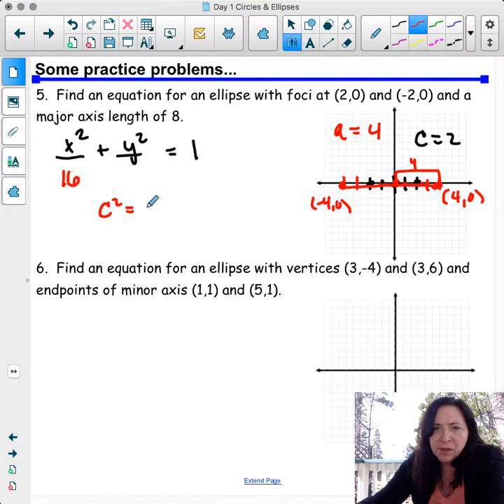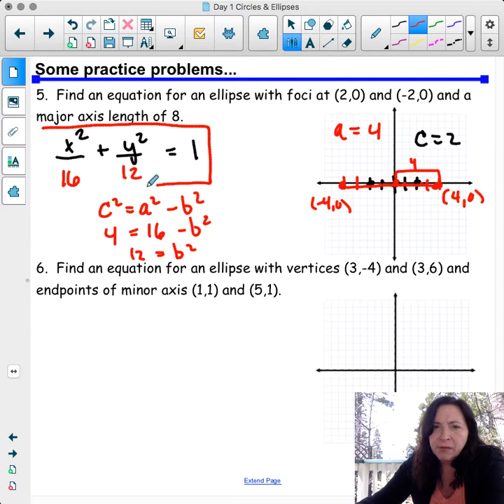c squared is equal to a squared minus b squared is the equation for my focal point. I know that my foci are at 2, so this is going to be c squared. So 4 is equal to 16 minus b squared. When I subtract 16, I get negative 12 is equal to negative b squared, so b squared is equal to 12. And so 12 will be underneath here. So this is the standard form for the equation of my ellipse.